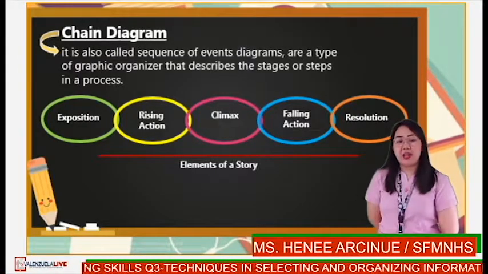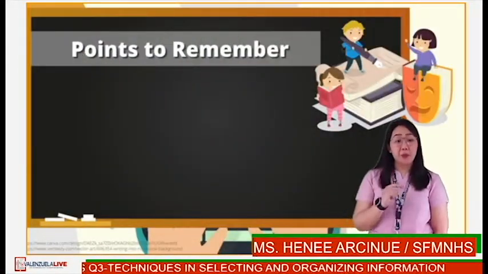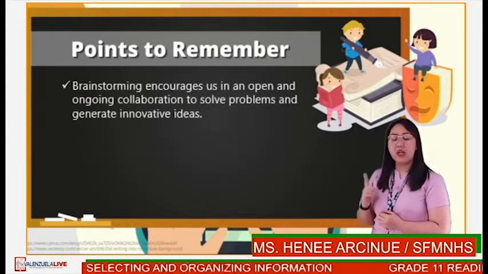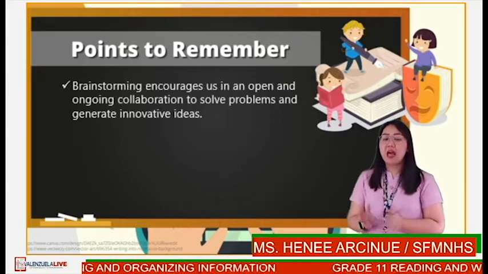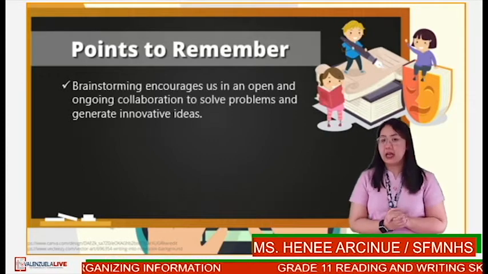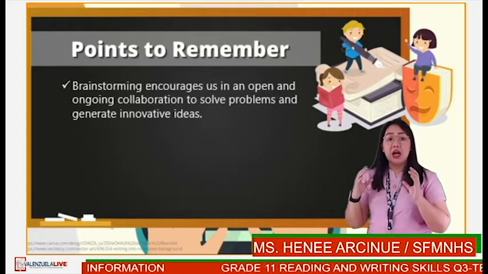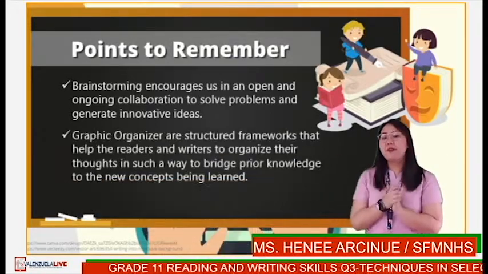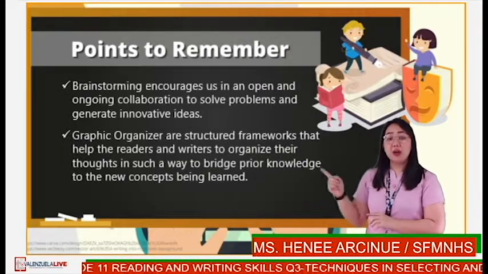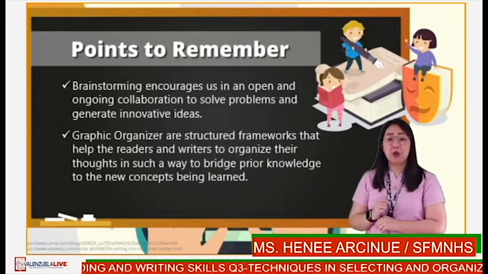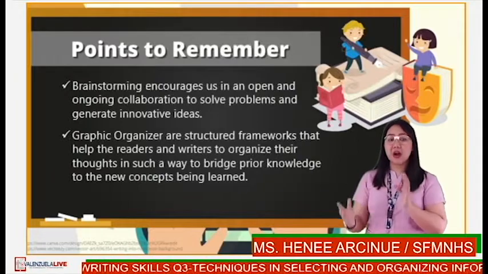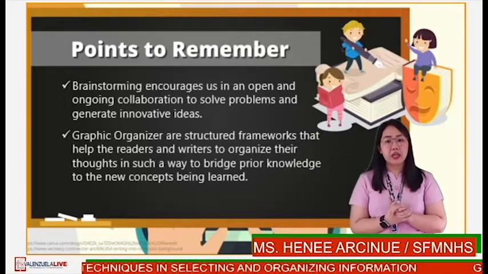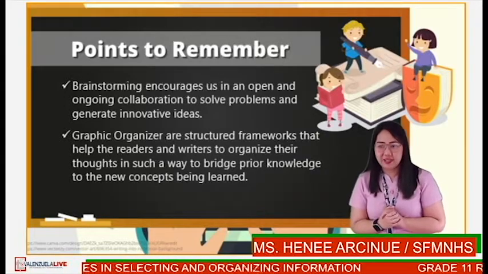Just always keep in your mind that when we do brainstorming, it encourages an open and ongoing collaboration to solve problems and generate innovative ideas. Remember that this is not just us. We need to work as a team. And for graphic organizers, remember that these are structured frameworks that help readers and writers to organize their thoughts in such a way as to bridge prior knowledge to new concepts being learned.